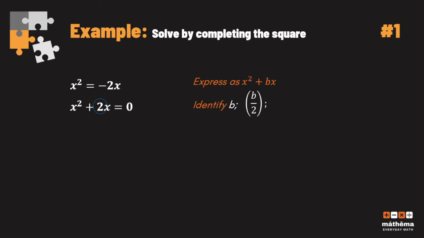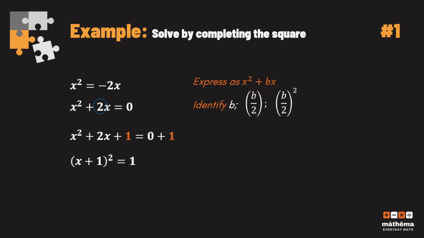Divided by 2, so we have 2 over 2 is equal to 1. Square the result, 1 squared is equal to 1. So therefore, we will be adding positive 1 to our equation. So we will have x squared plus 2x plus 1 is equal to 0 plus 1. This is now a perfect square trinomial. So we can express this one as the quantity of x plus 1 squared is equal to 1.